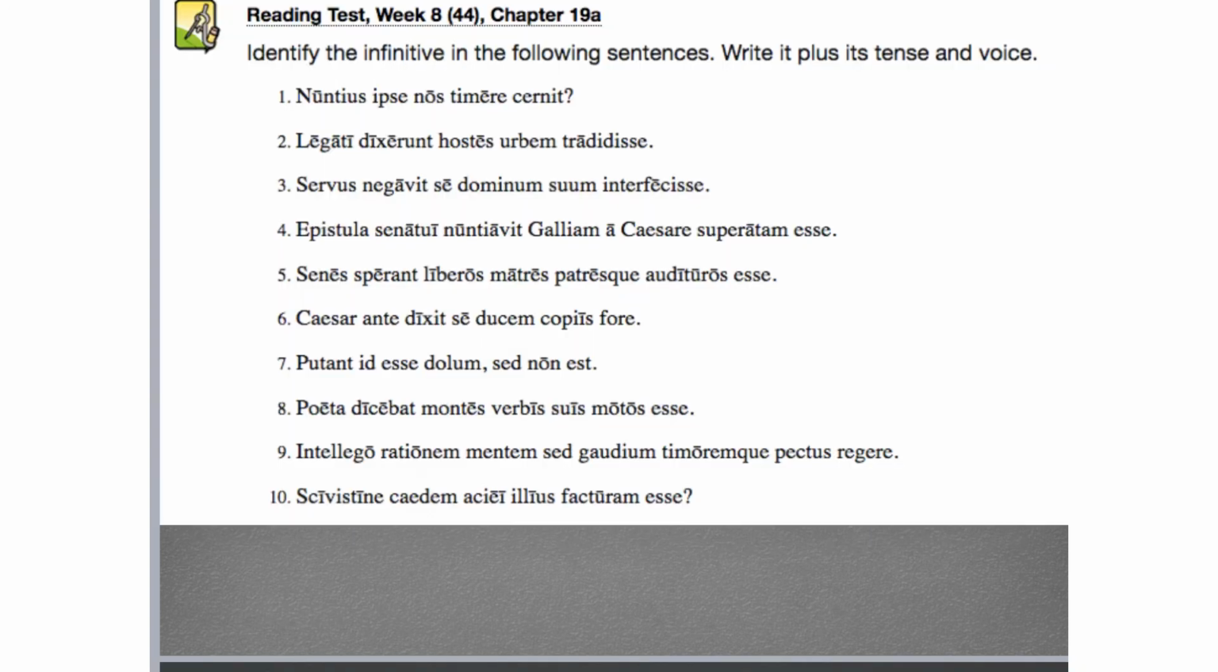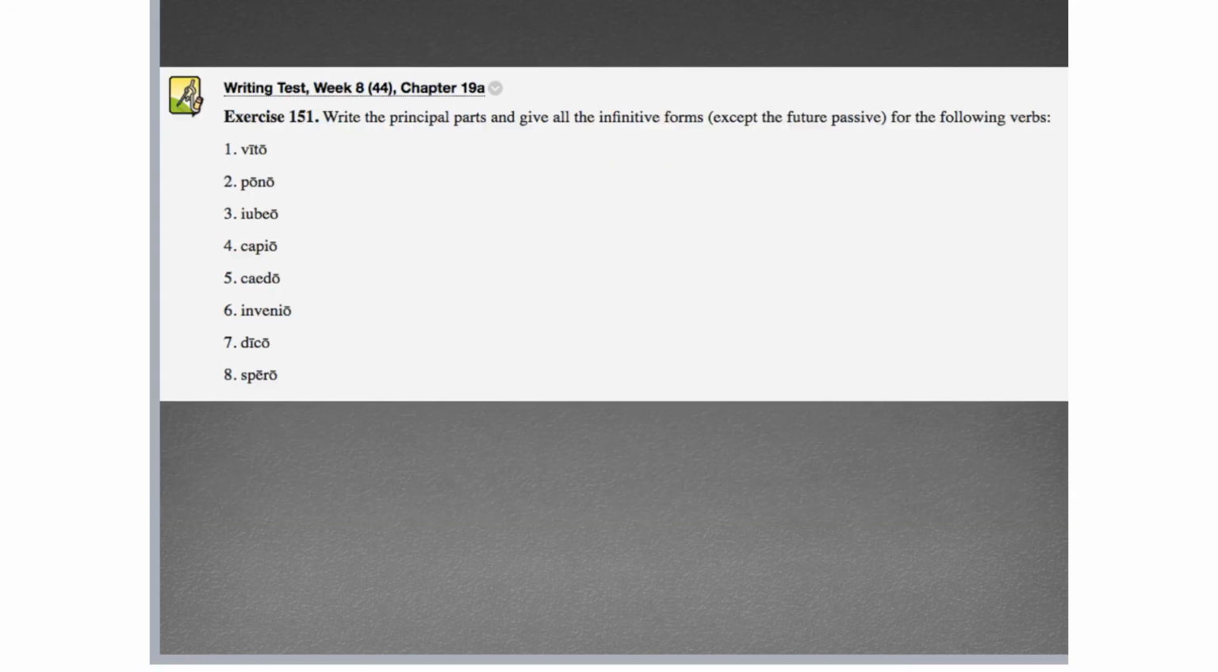All right, so let's take a look at the summatives this week. So here's reading. We're identifying the infinitive, and then you're going to write it down plus its tense and voice. I'll do 1 or 2. So here's timere, and that is going to be present active. Here is tradidisse, and that is going to be perfect active. And then you can do the rest on your own.